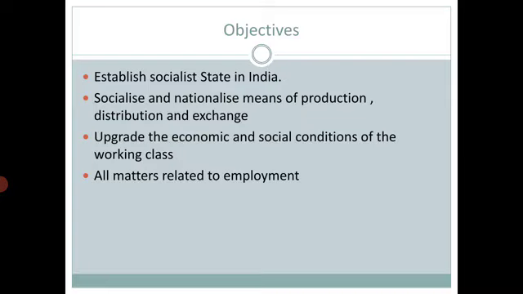So, what was the next motive or objective of AITUC? To upgrade the economic and social conditions of the working class. Means how the people will get fair remuneration, as well as how their standard of living will be upgraded. Getting it? Then to watch, promote and further the interest, rights and privileges of the workers in all matters related to their employment.